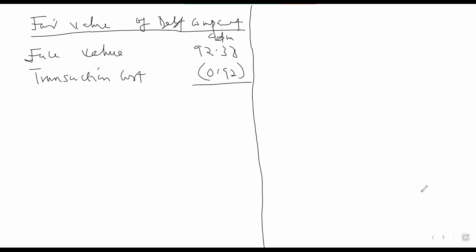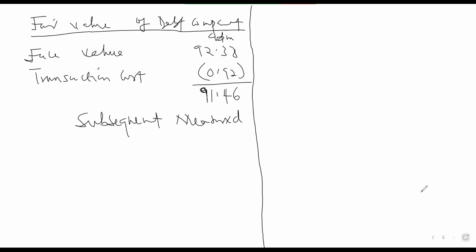So that will be 91.46. So we do the subsequent measurement. All these things, we are doing at the date of the issuance, which is the 1st June. But from 1st June to 31 May, what will happen? It means that this will be fair value. So we look at the subsequent measurement. It's only the debt component that will be subsequently measured.